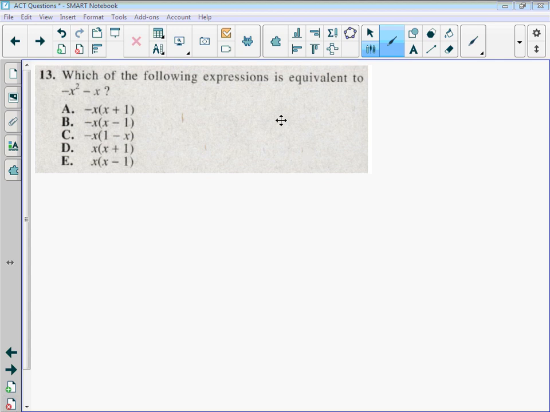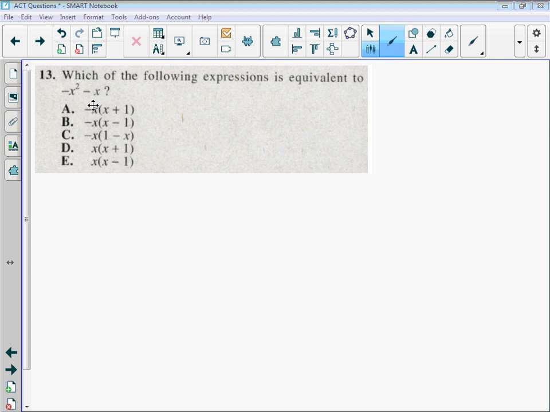Number 13, there's kind of two ways to go about doing a problem like this. You can start with the question and try to get to the answer, or you can look at the answers and see which one is equal to your question, because we're trying to find something that's equivalent. So if you have trouble factoring and you're good at distributing, maybe you want to start down here. So if we did it that way, you just might have more to do.